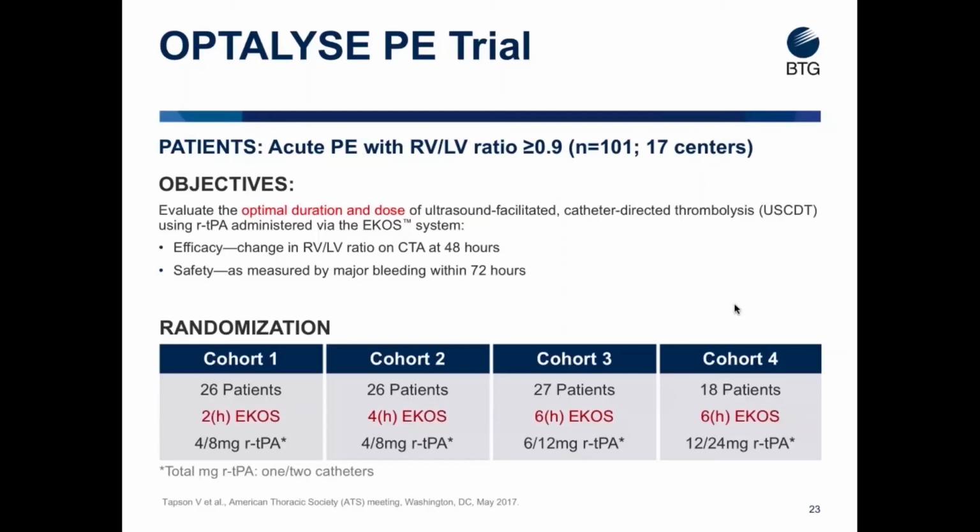Cohort 1 was just a 2-hour infusion, and with a bilateral case, 2 milligrams per catheter would give you a total of only 8 milligrams of TPA. Cohort 2 was a 4-hour infusion, and again, if you look at a bilateral PE case, this was 1 milligram per hour per each catheter, and that was a total of 8 milligrams of TPA. Cohort 3 and 4 were our 6-hour infusions. Cohort 3 was 6 hours at 1 milligram per hour for a total of 12 milligrams of TPA. And cohort 4 was again a 6-hour infusion with 2 milligrams per catheter for a total of 24 milligrams of TPA.